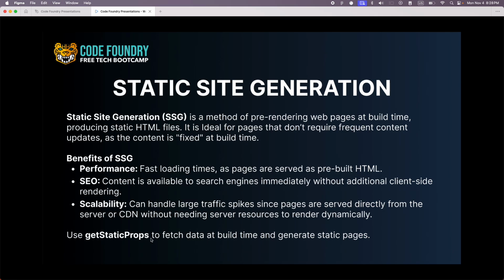Using getStaticProps in Next.js is a feature to fetch data at build time and generate these static pages. So we use getStaticProps to basically load in data and then include it in that static file that's sent over at runtime, at build time, after build time actually. So that is important, and we might talk about that more next week.